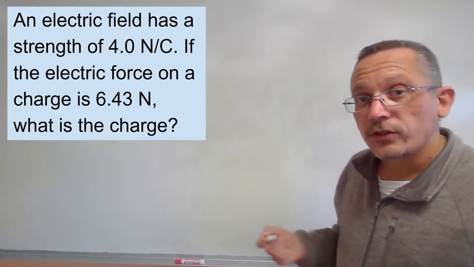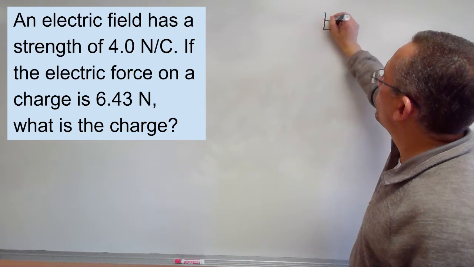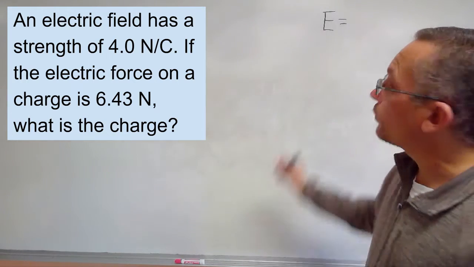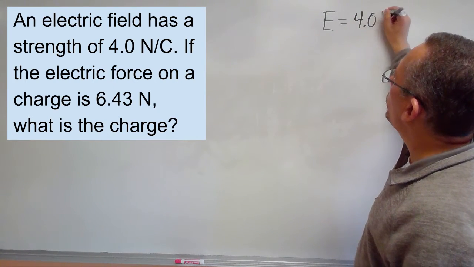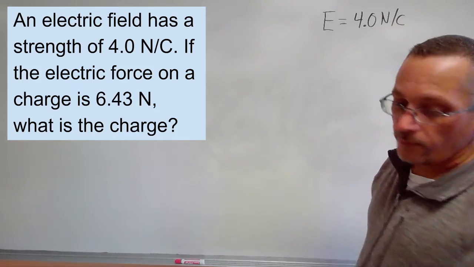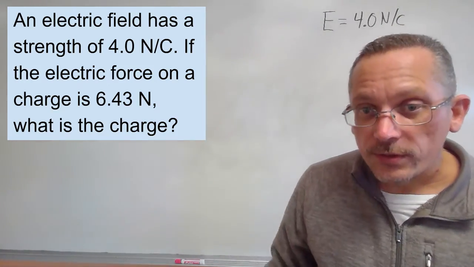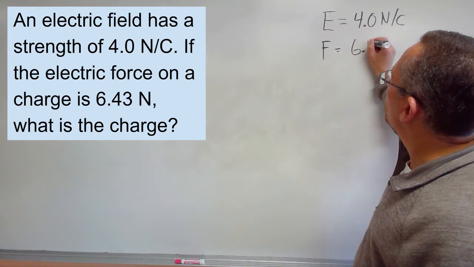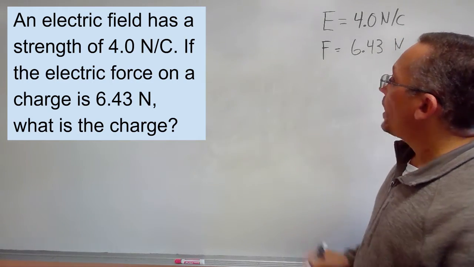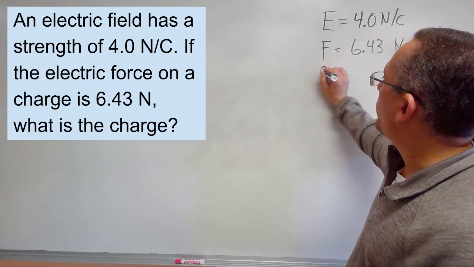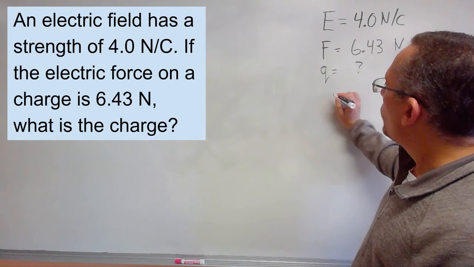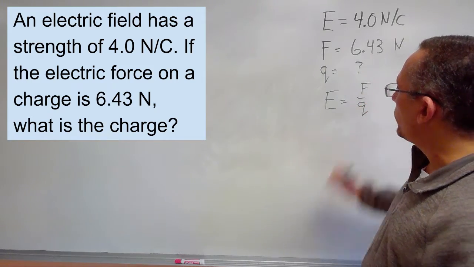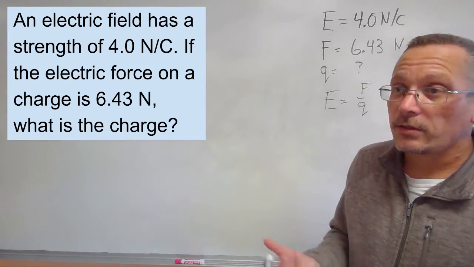So it tells me that the electric field strength is 4.0 newtons per coulomb. It also said that the electric force was 6.43 newtons. And it wants me to find the charge. So it says, find Q, the charge. Okay. We just learned that the electric field strength is the force divided by the charge. So if we put those numbers in there and solve the equation, then we'll find the answer.